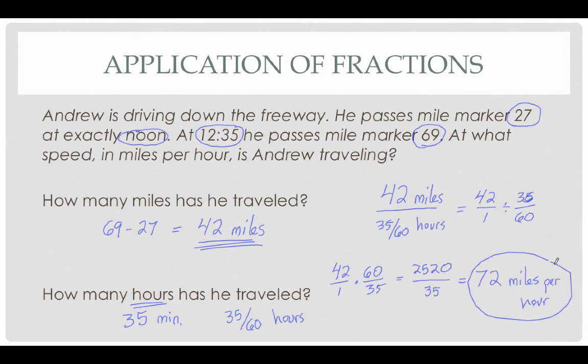But there we go. We just did a problem thinking through using fractions, doing a division by fraction problem, getting to an answer that makes sense. And it does make sense, right? If he goes 42 miles in pretty close to half an hour, then he's probably going almost twice that in 1 hour. And that makes sense with 72 miles per hour.